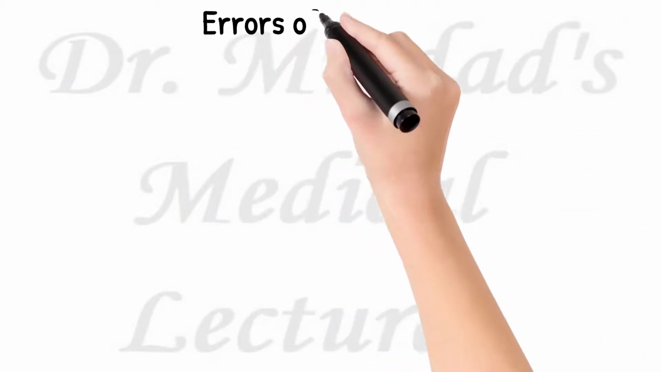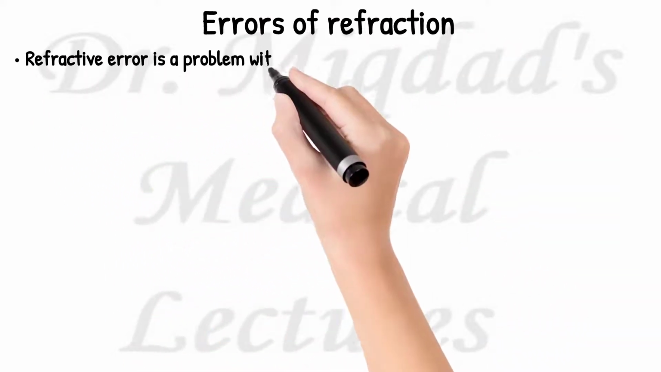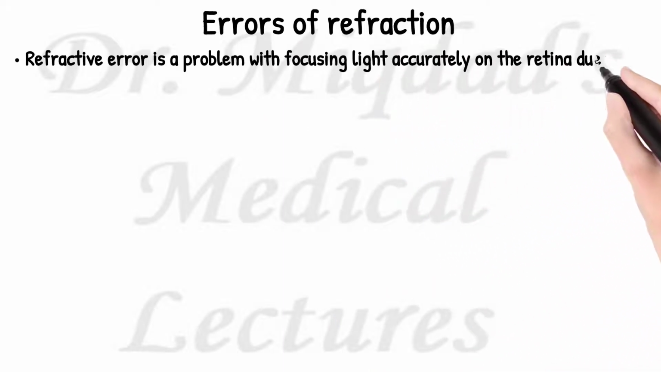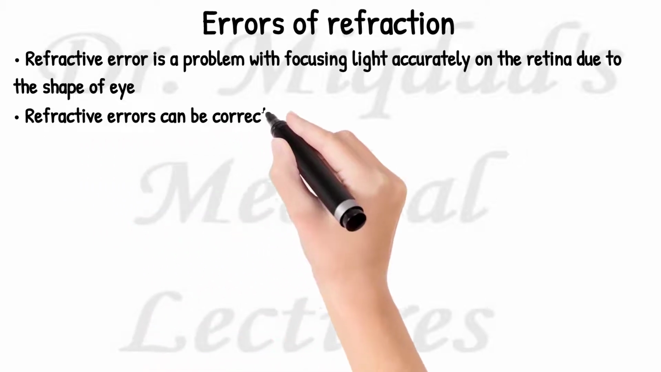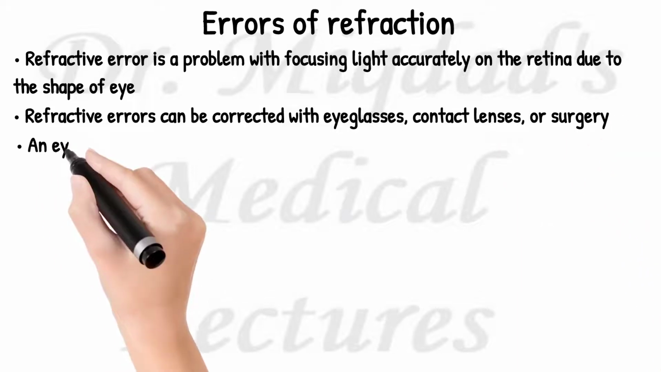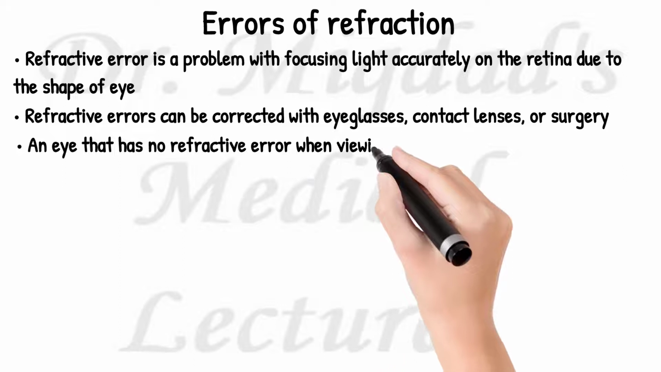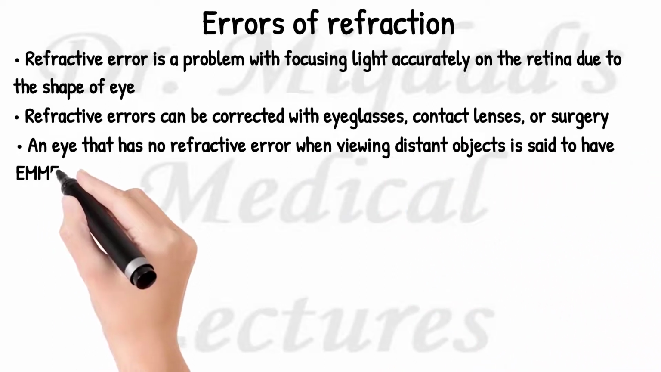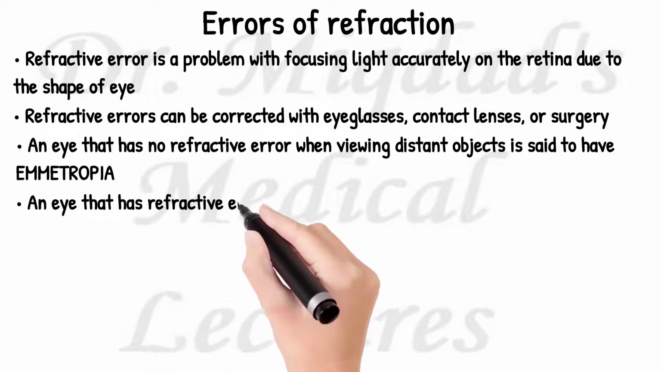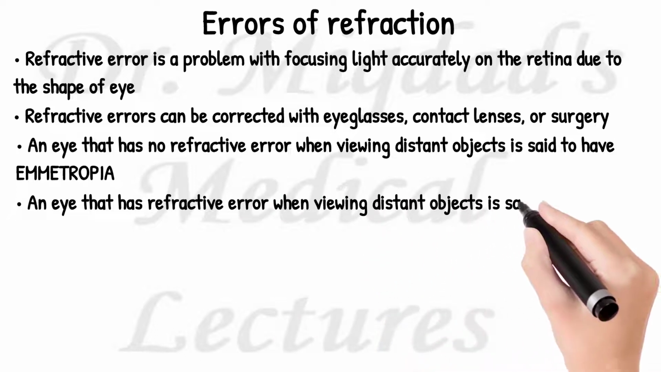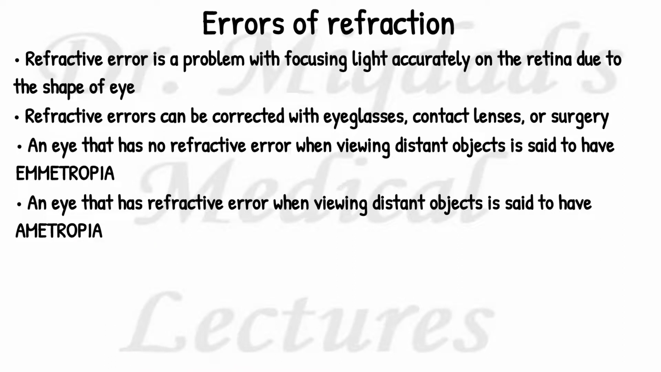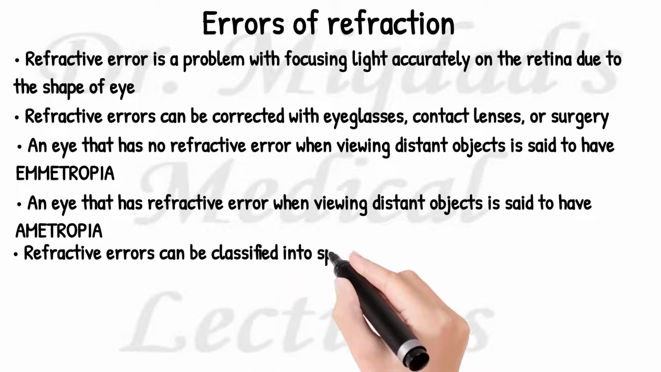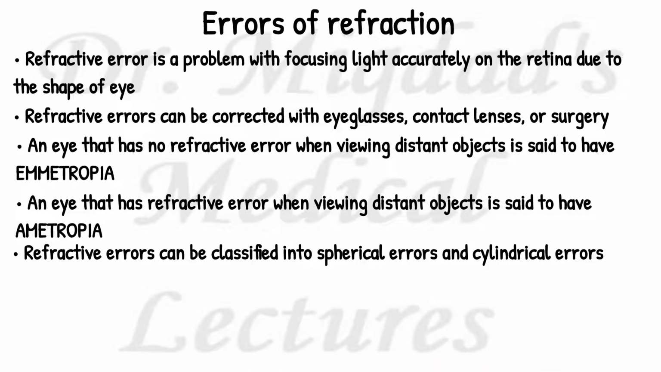So refractive error is a problem with focusing light accurately on the retina due to the shape of the eye. They can be corrected with eyeglasses, contact lenses, or by surgery. An eye with no refractive error when viewing a distant object is said to have emmetropia, whereas an eye that has refractive error when viewing distant objects is said to have ametropia. Now, refractive errors can be classified into spherical errors and cylindrical errors. Spherical errors occur when the optical power of the eye is either too large or too small to focus the light on the retina. They can be corrected by convex, concave or bifocal lenses.